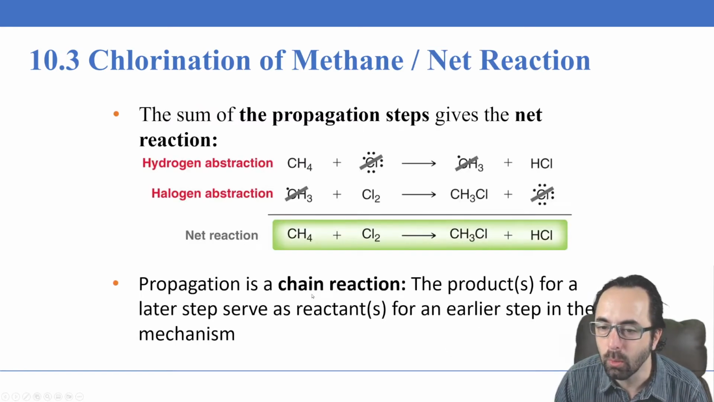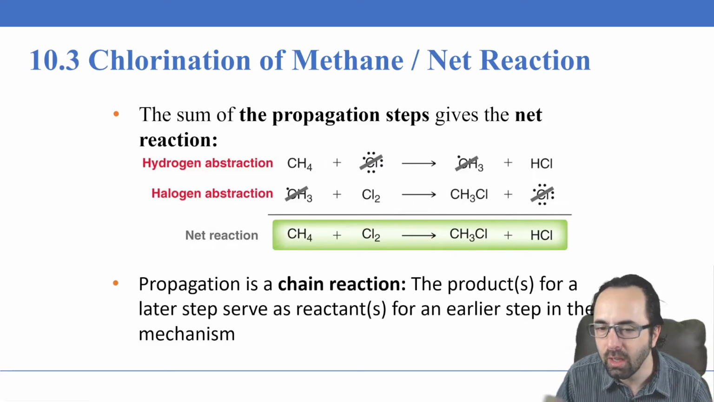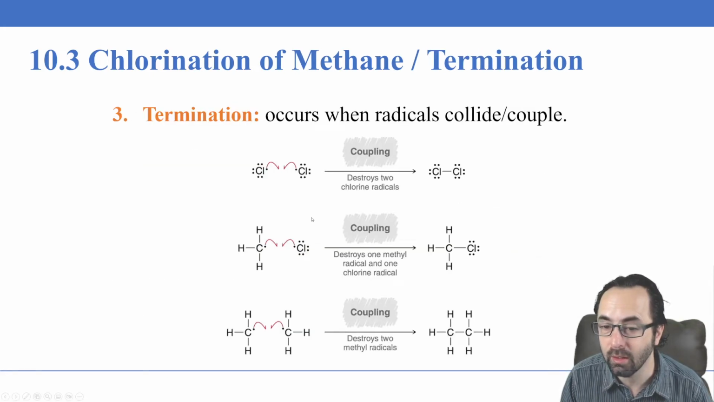If you want to know what the overall steps in the reaction are, well, note that the initiation step and the termination step are kind of opposites of one another, right? The initiation step involved the homolytic cleavage of the chlorine bond, and then one of the termination steps involves the reforming of the chlorine, the other forming the chloromethane.